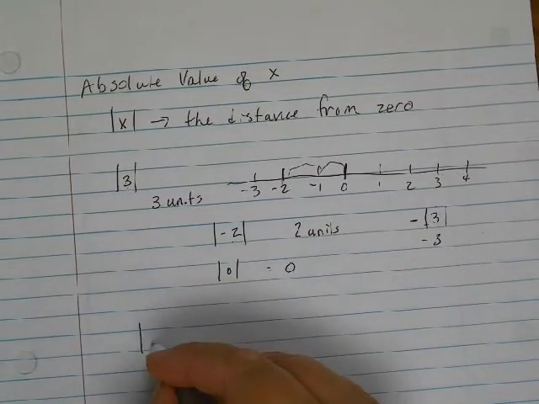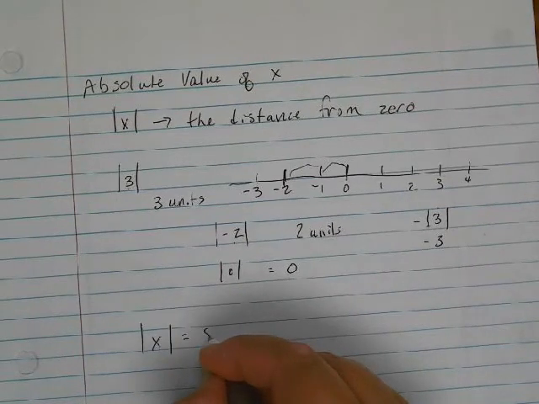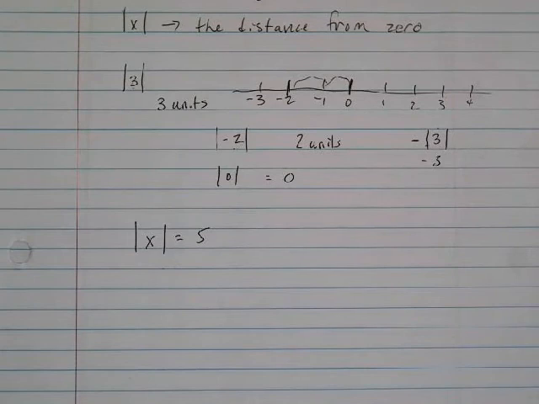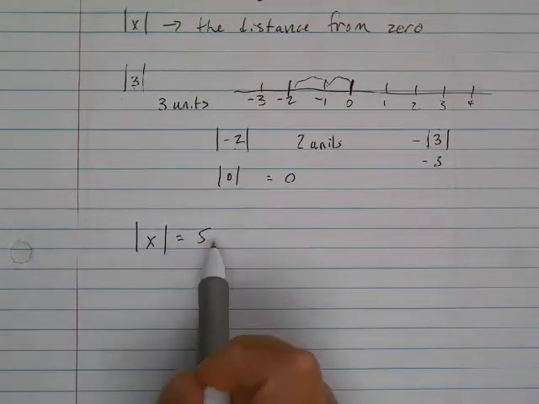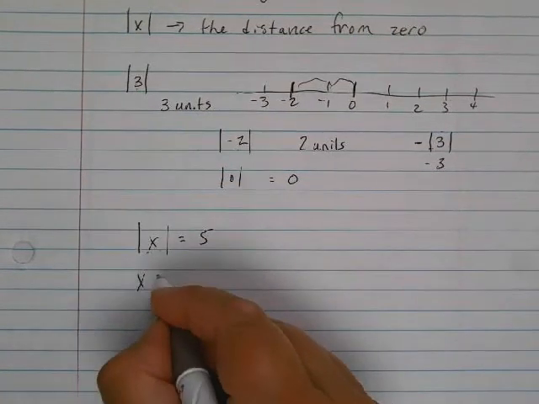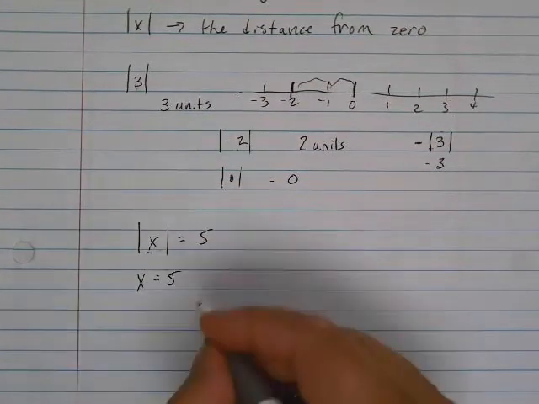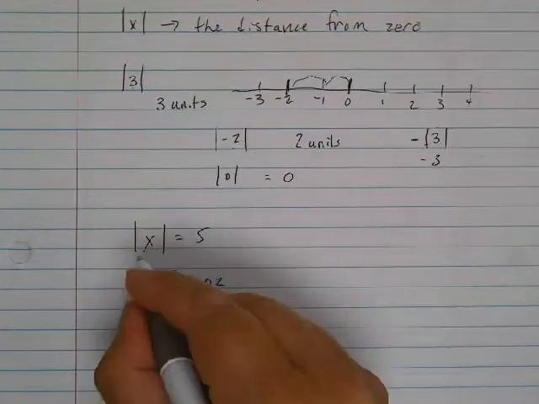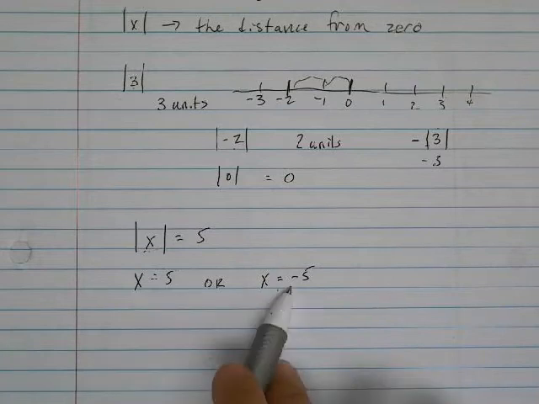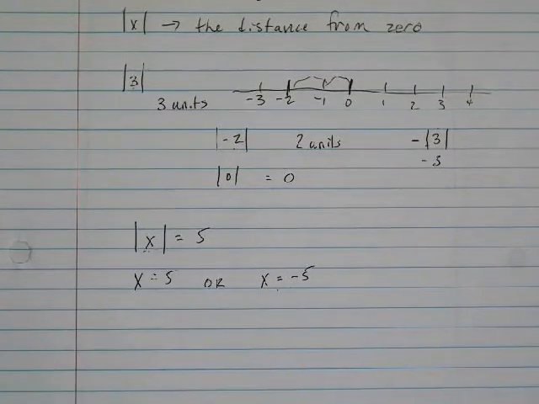So if I said the absolute value of x is 5, I have to think about what number could I put inside of here. The number inside there could be 5, or the number inside here could be negative 5. Both of these numbers would produce 5 as an answer. So when you have absolute value bars, you're going to have two answers.